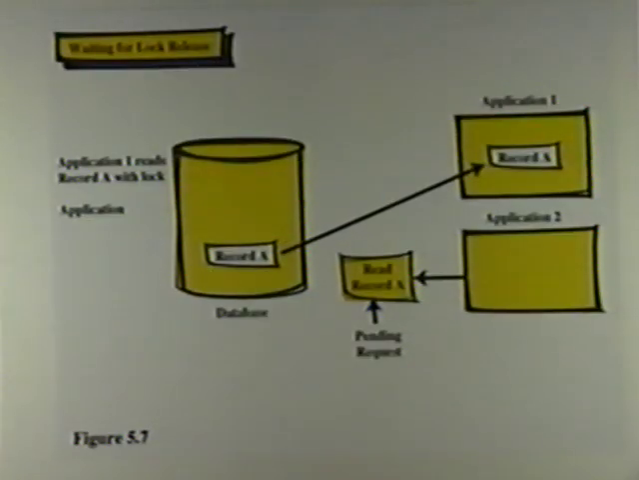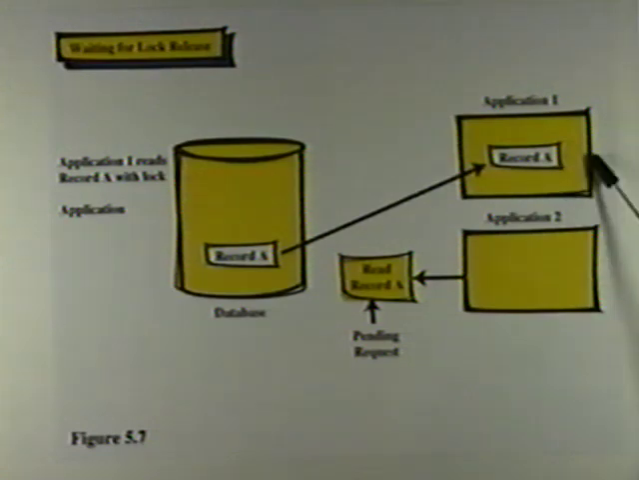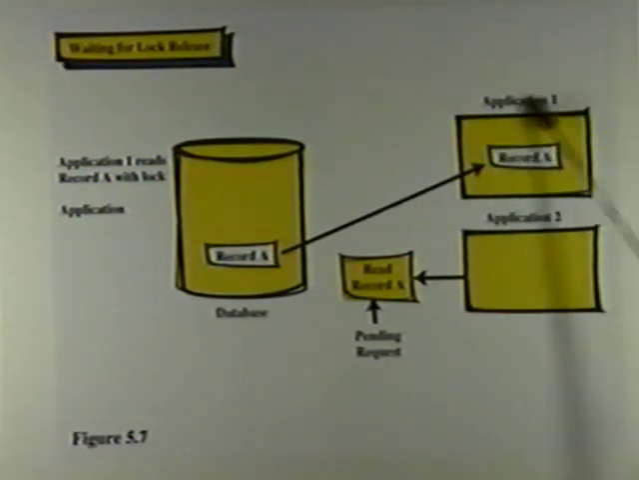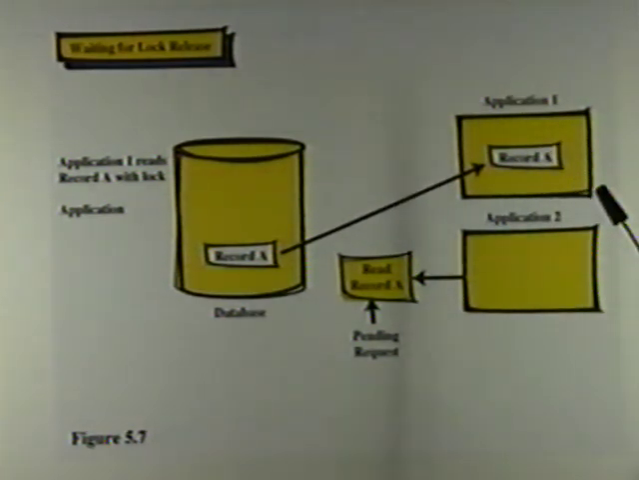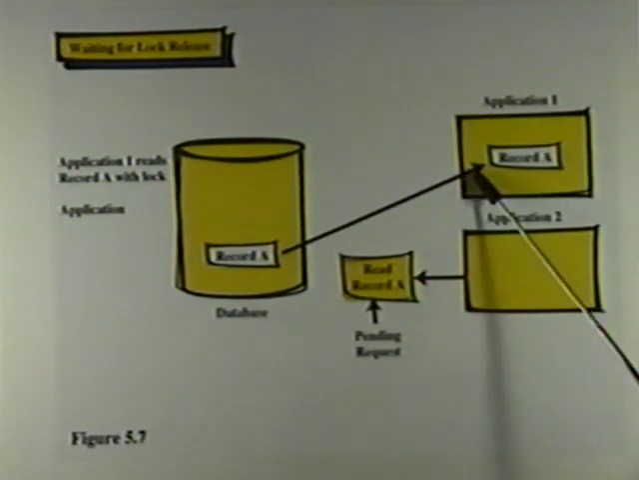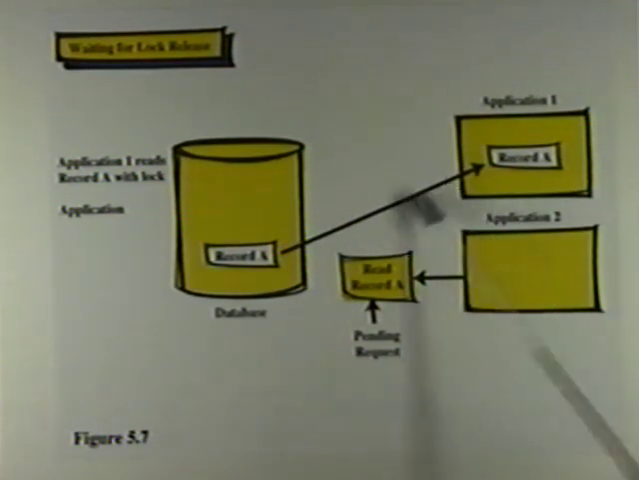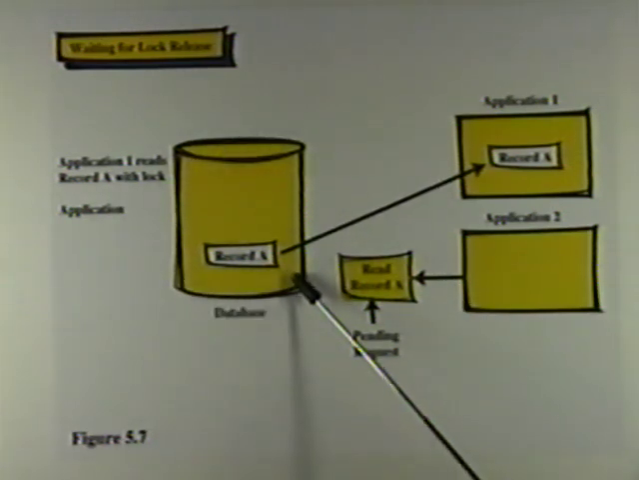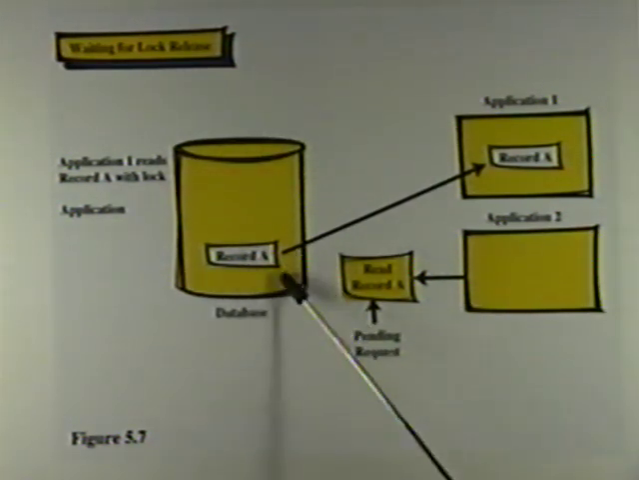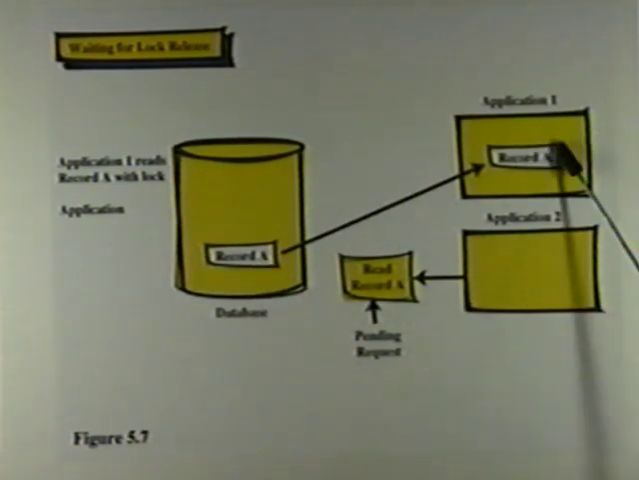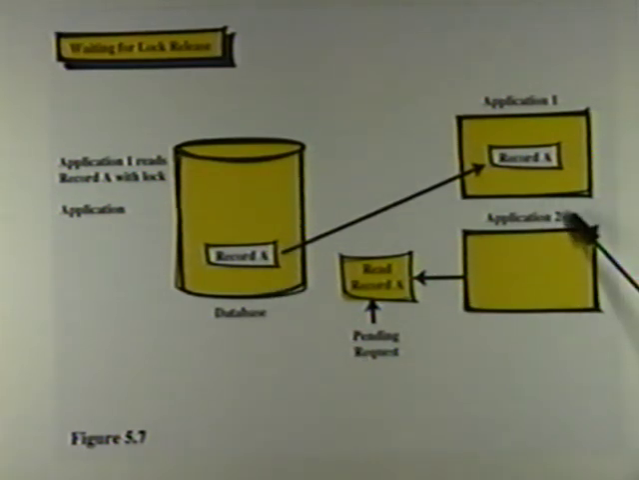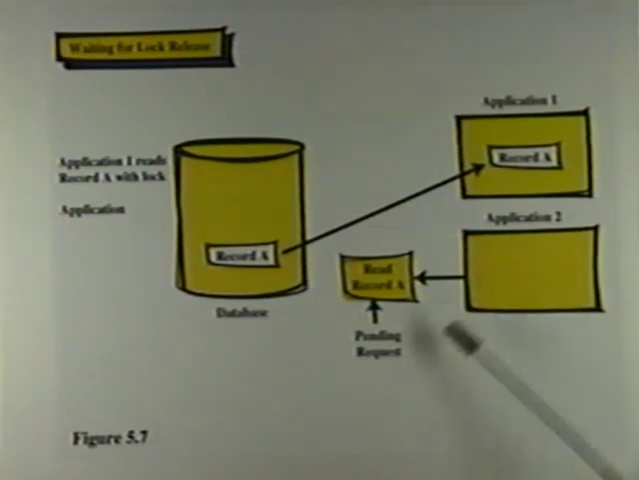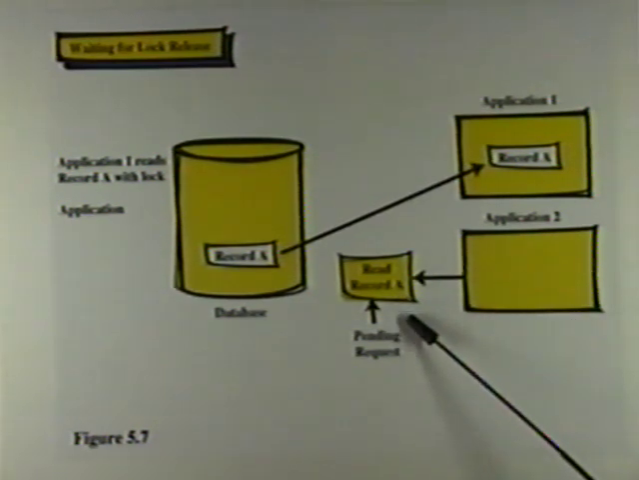Here we have 2 applications, application 1 and application 2. Application 1 requires the data stored in record A. So application 1 would make a request, and since it's an application on the workstation, the redirector is going to intercept that request, format it, and send it over to my file server, and the file server is going to take record A, send it over to application 1, but then lock record A.